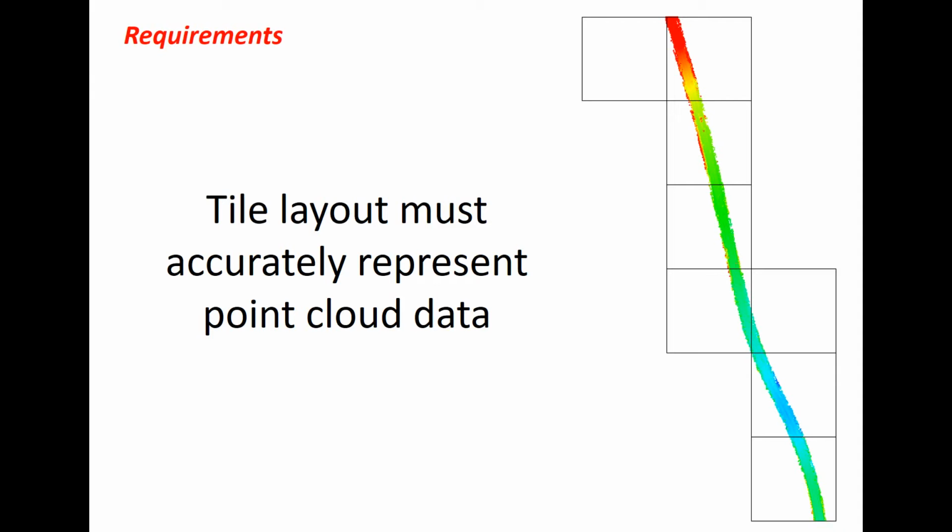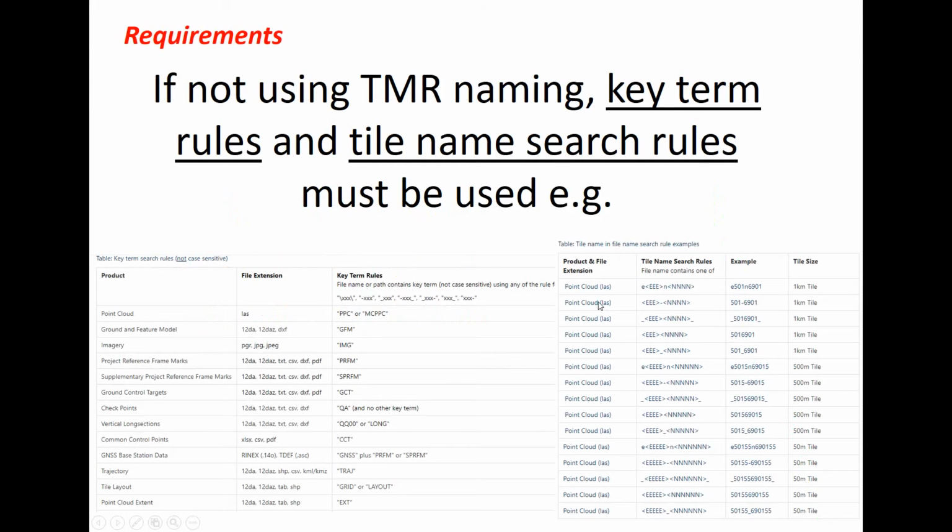The tile layout must accurately represent the required point cloud data, i.e. for every tile of data there needs to be a polygon in the tile layout and vice versa. If the TMR naming conventions are not used, key term rules must be used in the file naming, otherwise QA4MOBiLE will be unable to identify data. So here's an example of the key term rules, which can also be found in the user manual. And file naming of tiled data must match one of the tile name search rules for QA4MOBiLE to identify tiled datasets. And again, examples can be found in the user manual.